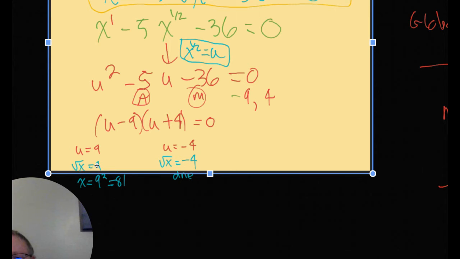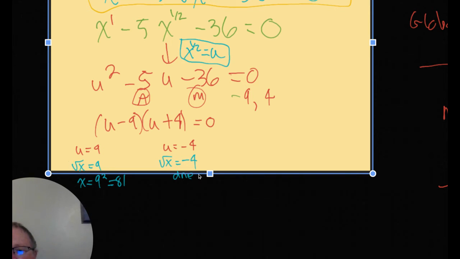Now, root x equals 9 is a reasonable answer. What about root x equals -4? Can the root of a number equal a negative? Like, I can square both sides, right? And then I would get x equals 16. But that doesn't make any sense. The root of x is a negative. Is there any number that I would square root and get a negative? It's not possible. So this one here does not exist.